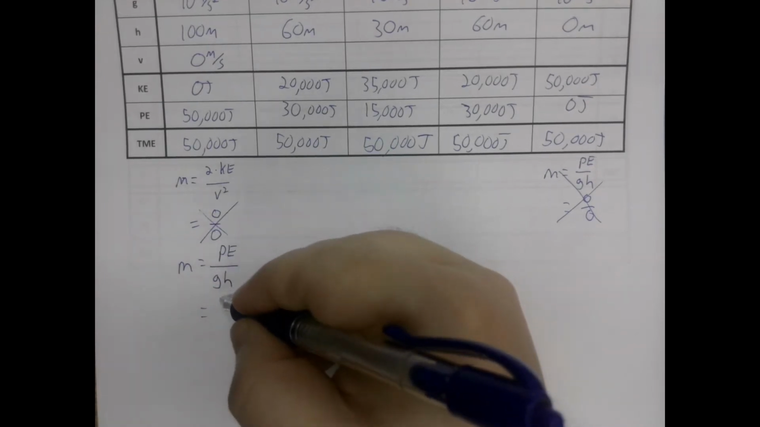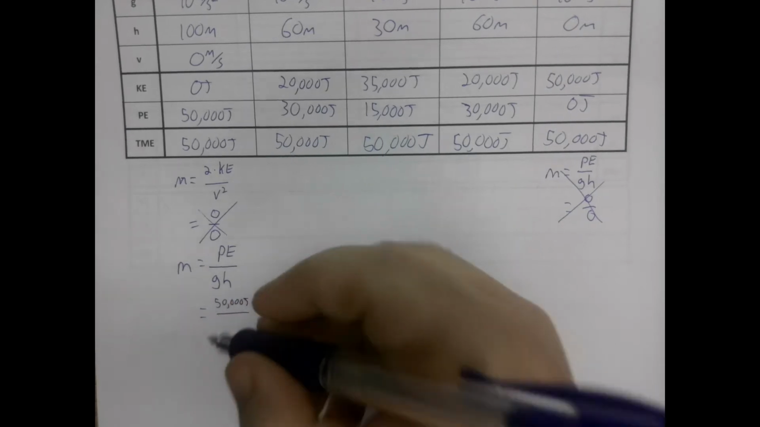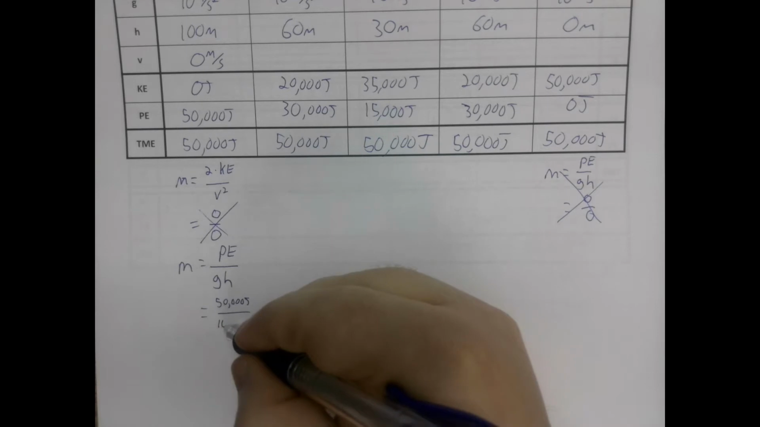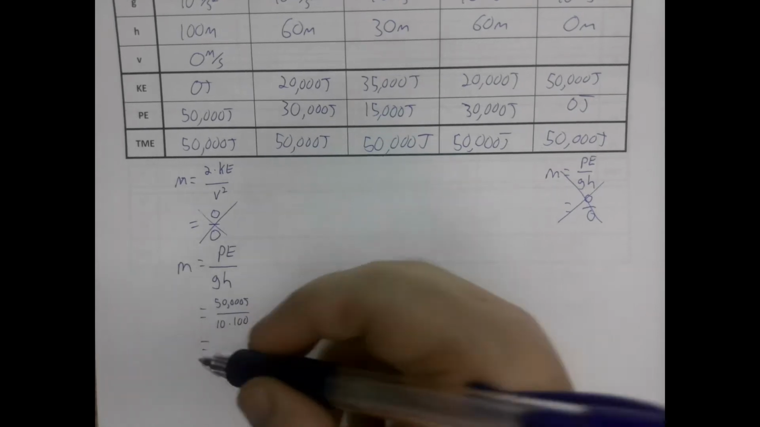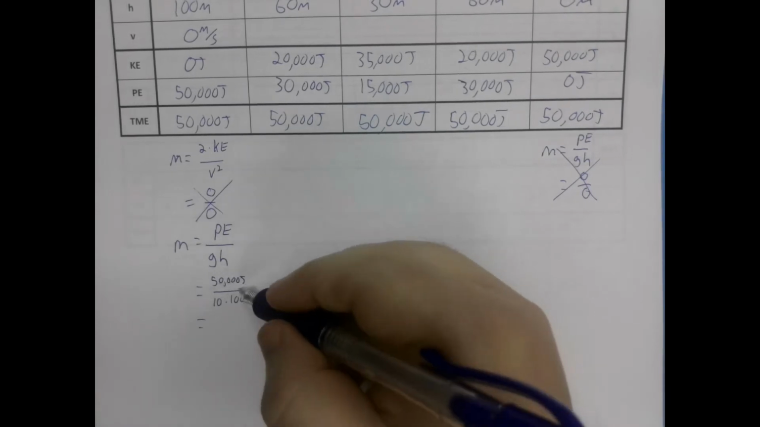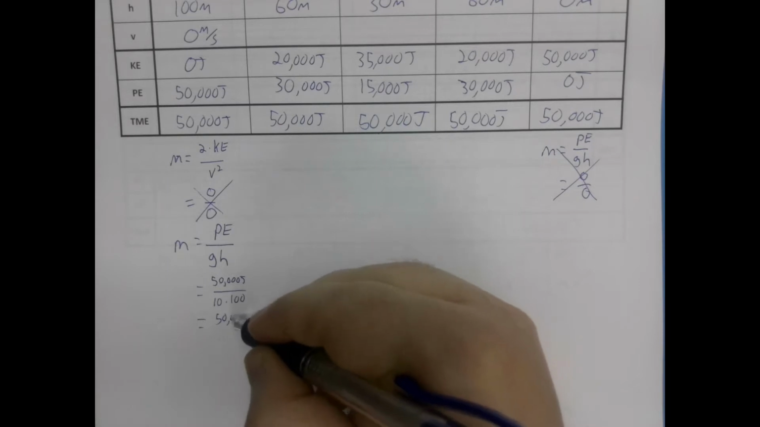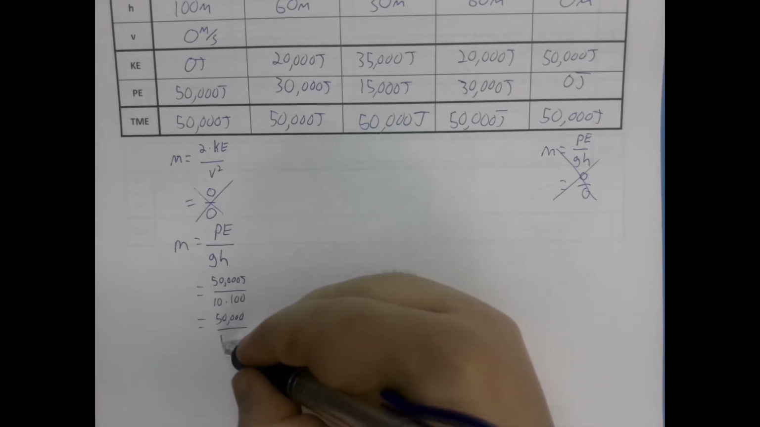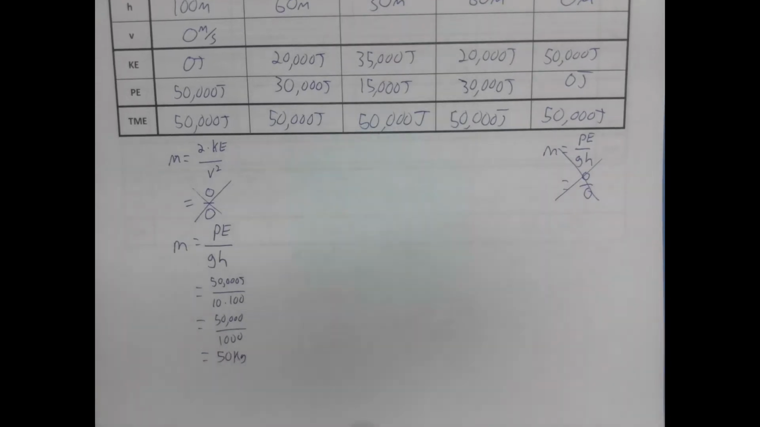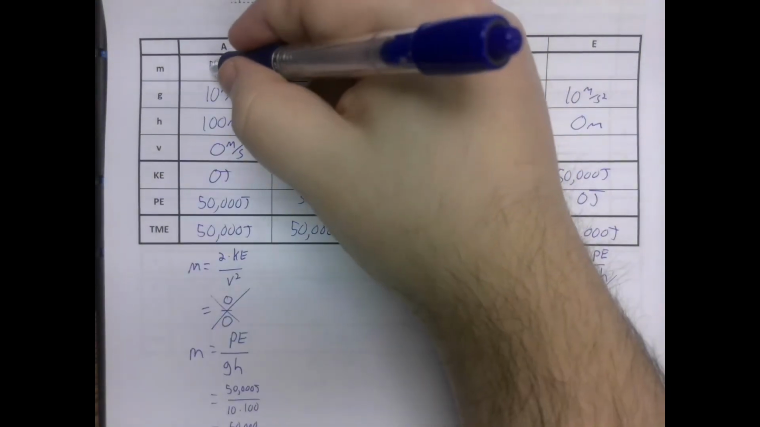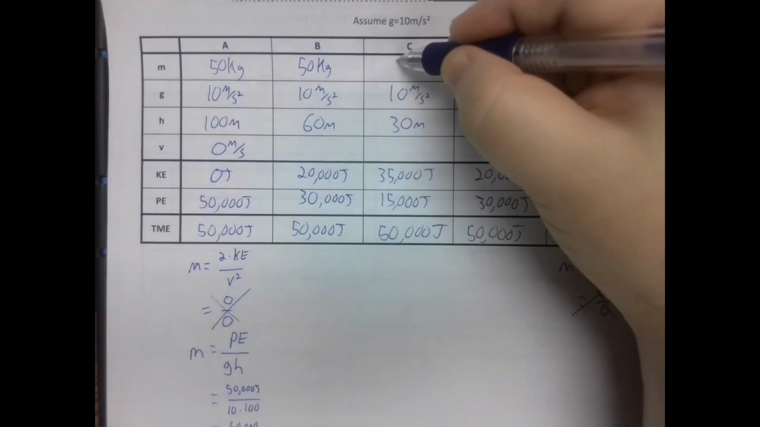For this one, potential energy is 50,000. And we're dividing by 10 times a height of 100. So that'd be 50,000 divided by 1,000. Right? So 50,000 divided by 1,000. That's just 50 kilograms. So we can come over here and put 50 kilograms. Again, we can assume mass is constant.